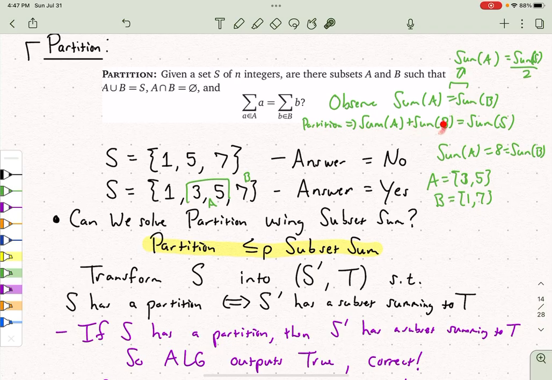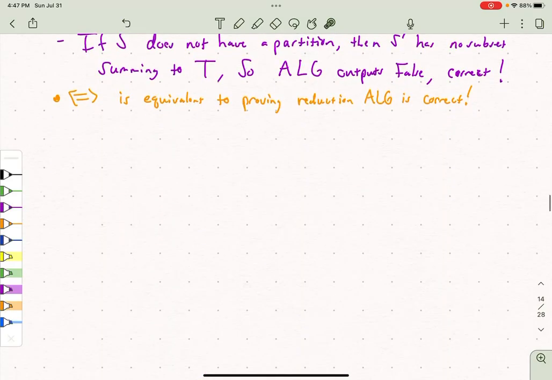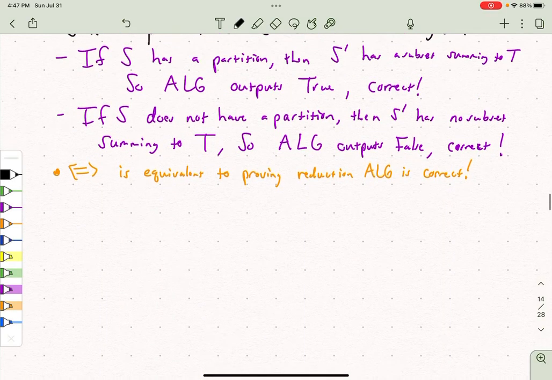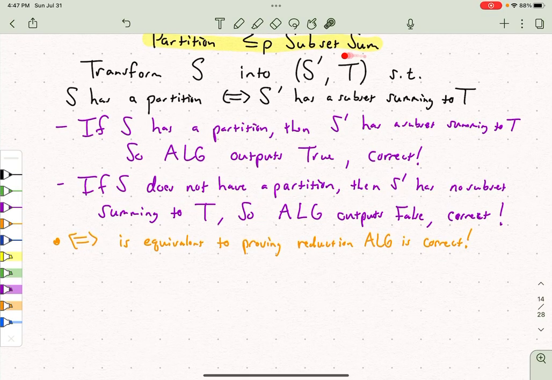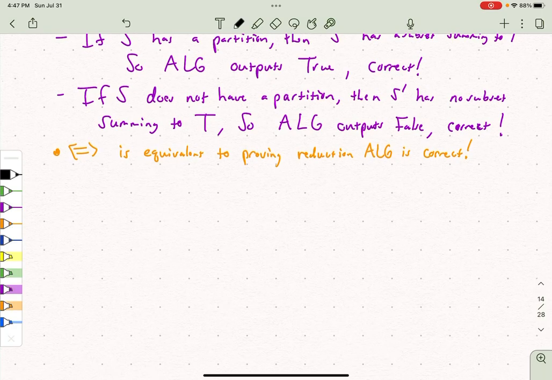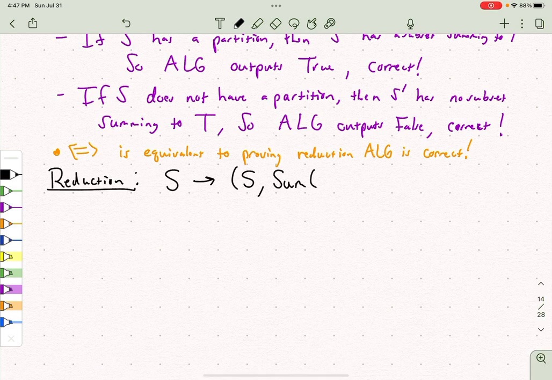And you can see that just by plugging in the sum of A here, and then you get 2 times sum of A equals sum of S. So we know we have to find a subset of S that sums to sum of S over 2. And so let's just try that. So our reduction is going to be, we'll take S and we'll transform it into the original same S, and we'll make T be the sum of S.